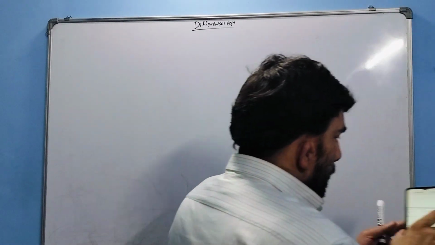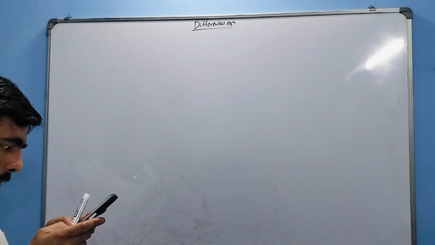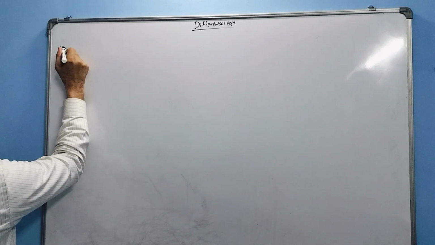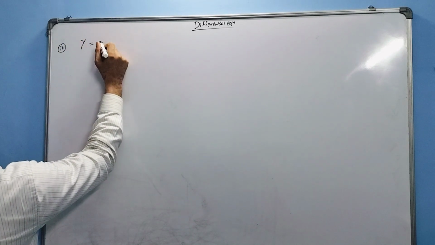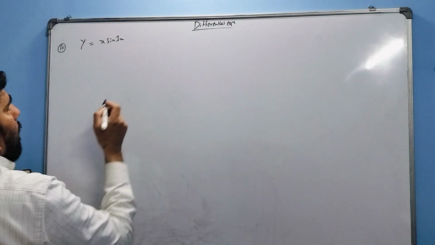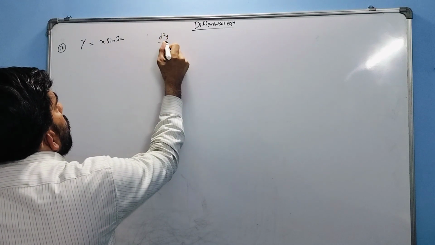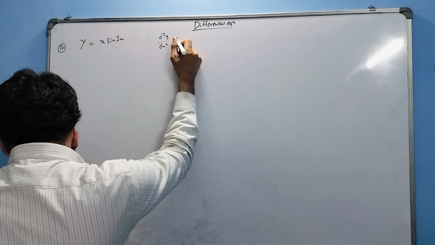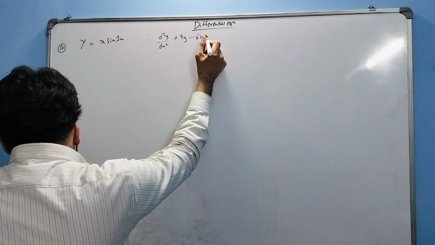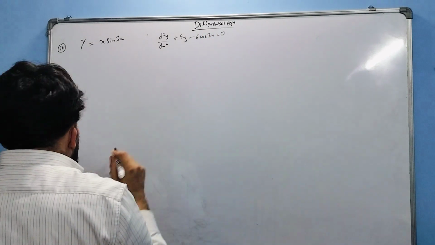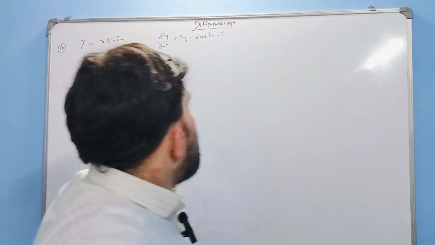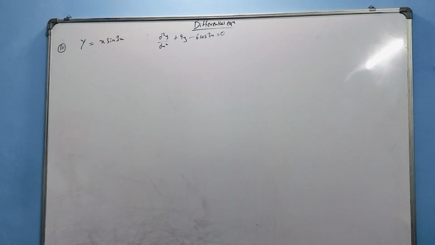Now we have the third part. Let us see what they have given. The third part is y is equal to x sin 3x, and the given differential equation is d2y upon dx square plus 9y minus 6 cos 3x is equal to 0. Now let us try to find whether this is a solution of the given differential equation or not.